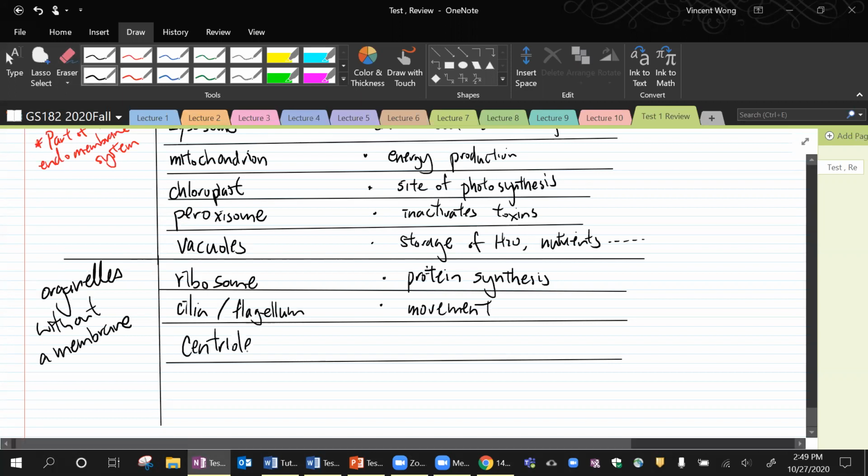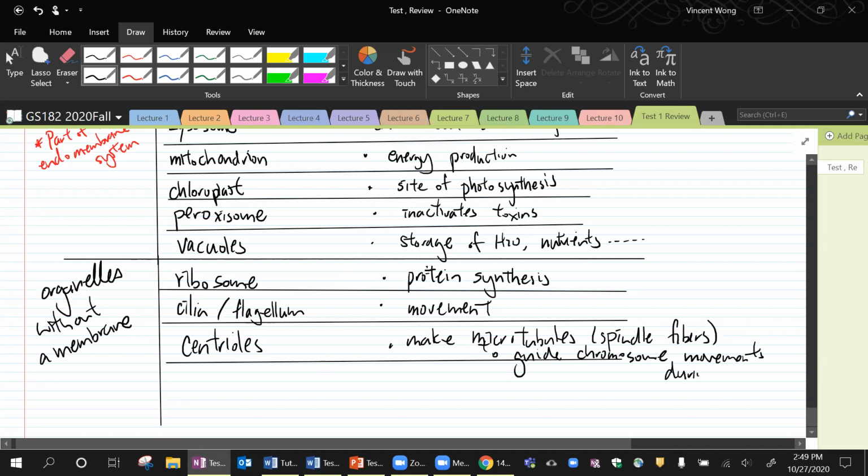Okay, centrioles. That is to make microtubules, right? I think in the lecture I called them spindle fibers. There are different types of microtubules. The ones that are created by centrioles are called spindle fibers. Make microtubules to guide chromosome movements during cell division.